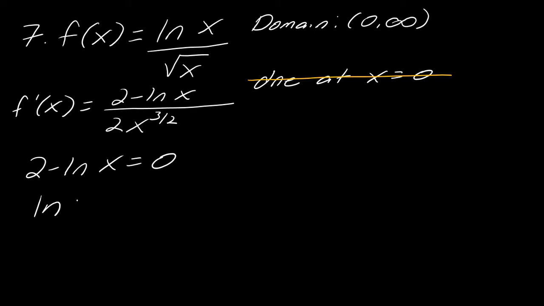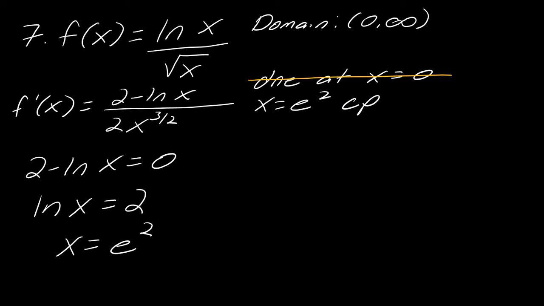So what I get is the natural log of x will equal 2, and then I have to use the definition of the natural log. So x will equal e squared. That's just using the straight up definition of a logarithm to help me solve this. So there is my other critical point, x equals e squared.